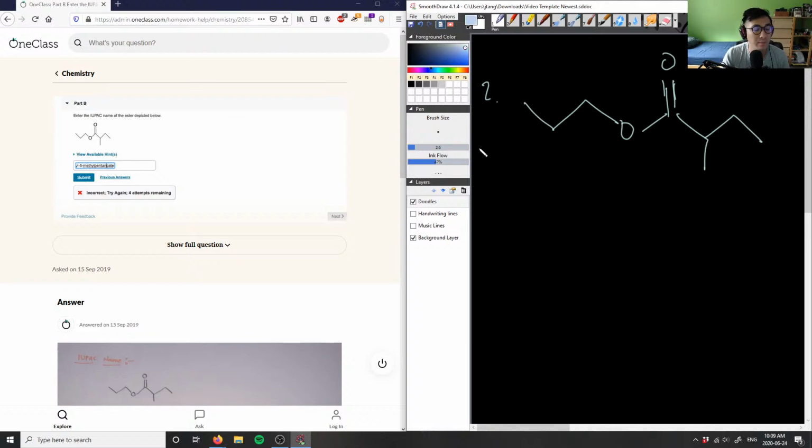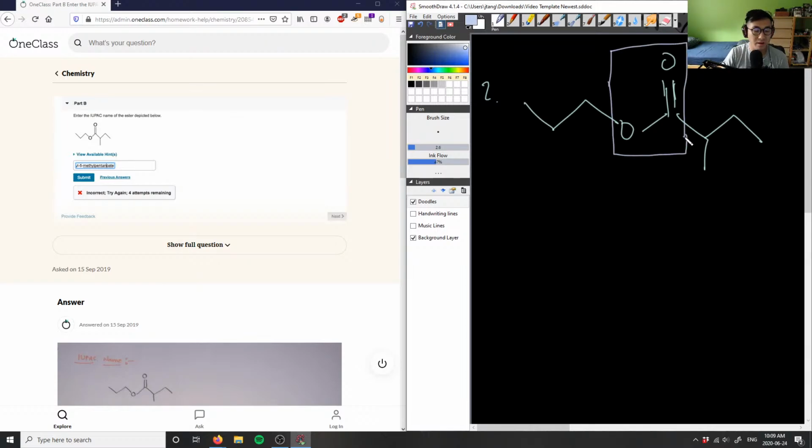Whenever we're naming organic compounds, we have to follow some specific rules. We want to first find the longest chain, and we want to find which functional group has the highest priority. In this case, this question actually gives us a very massive hint. It says to enter the IUPAC name of the ester. So we know for a fact here is an ester, and we know that because we have the C double bond O here. And this here is the ester group.